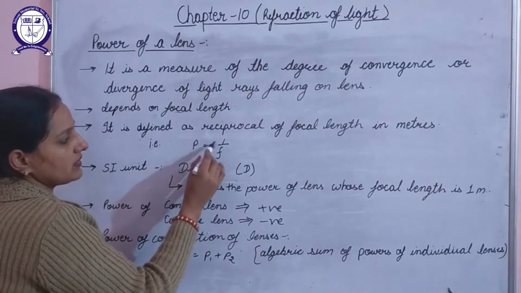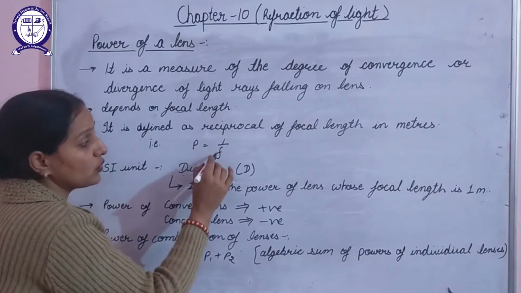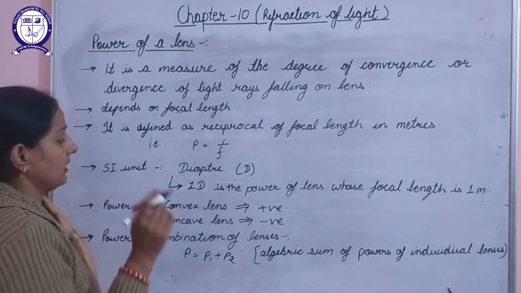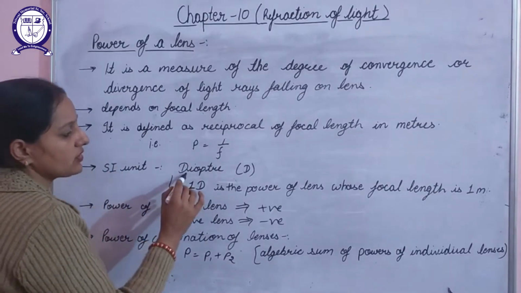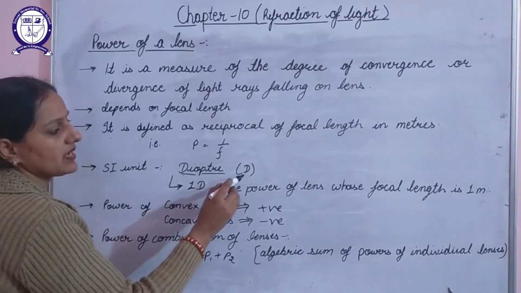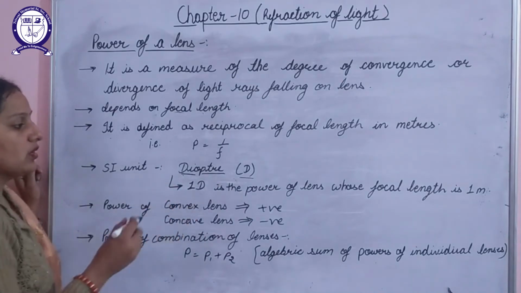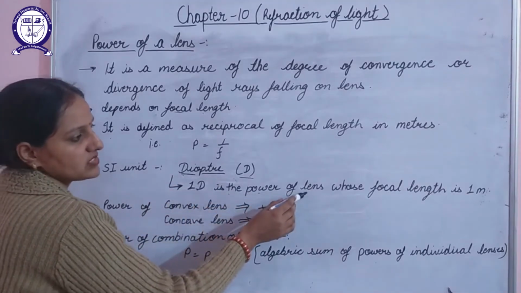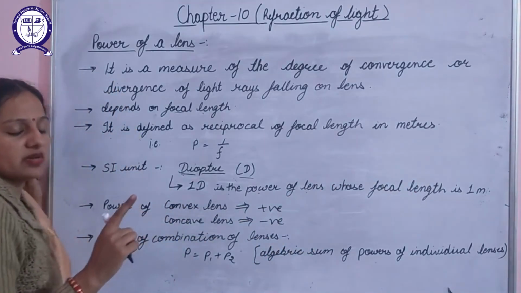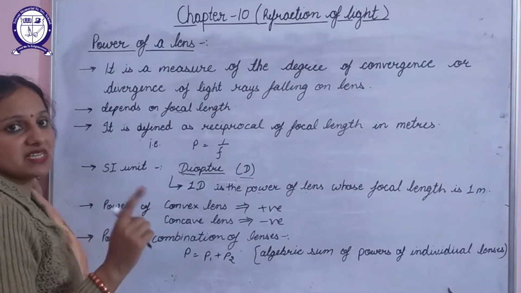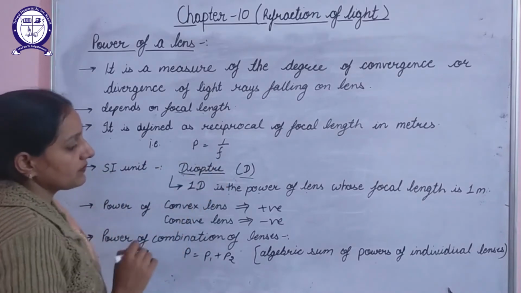So power could be written as 1 upon f, that is the reciprocal of focal length. But the condition here is that focal length must be in meters. Now, the SI unit of power is diopter, which is written by the capital letter D. One diopter is the power of a lens whose focal length is 1 meter. If the focal length of a lens is 1 meter, we'll say that its power is 1 diopter. So the power basically depends on focal length.